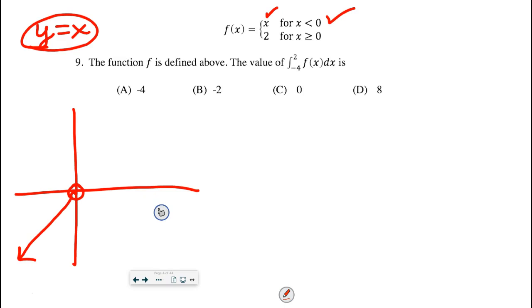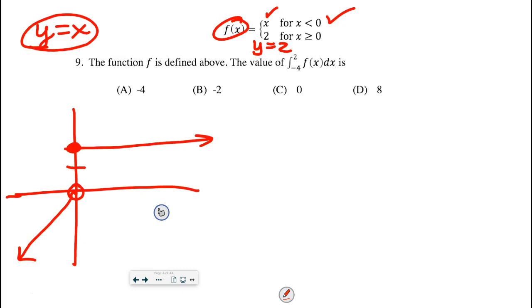Okay. How about, let's go to Bryce. How about the line y equals 2? Because that's what I've got everywhere from 0 on out. What does that look like? Horizontal. Yeah, so you're just going to go up here and you're going to go like this. Okay. I'm supposed to integrate.